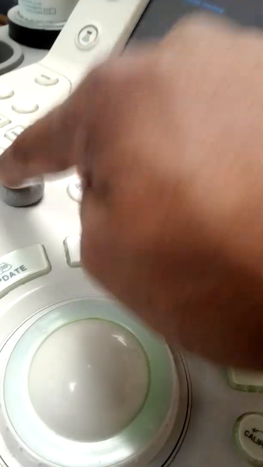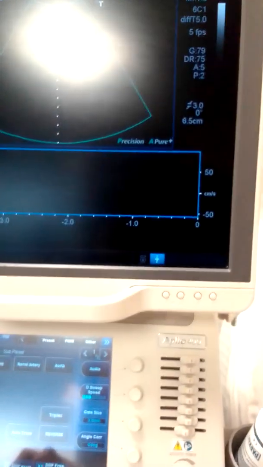Here we are going to apply the motion mode, and here we are back into the mode.